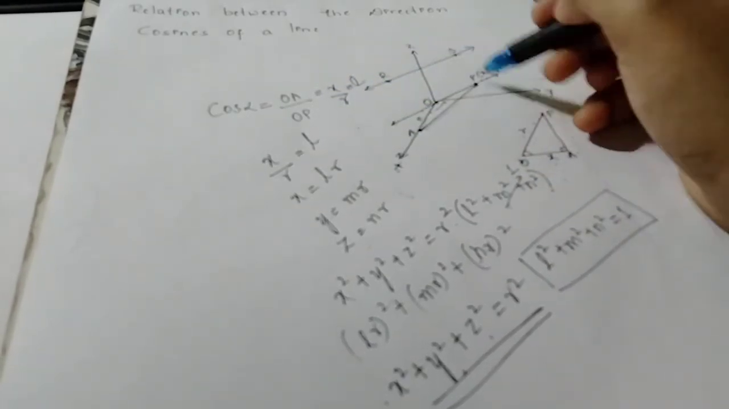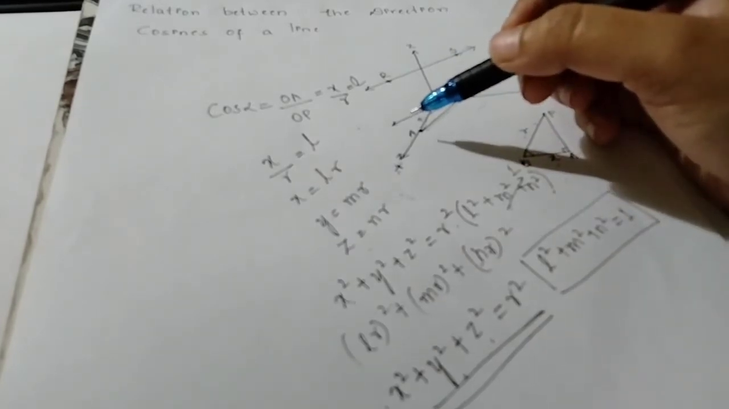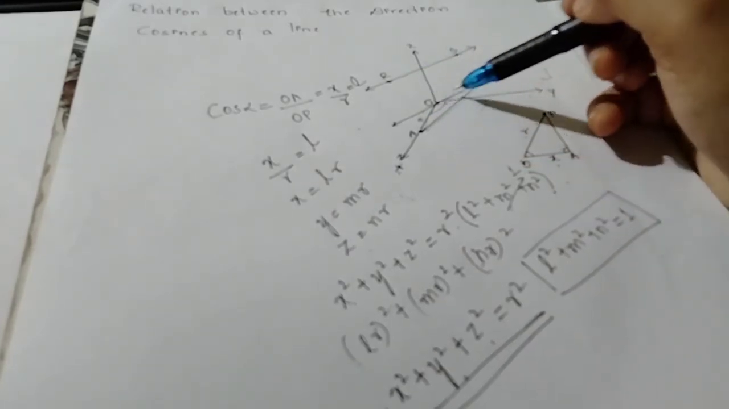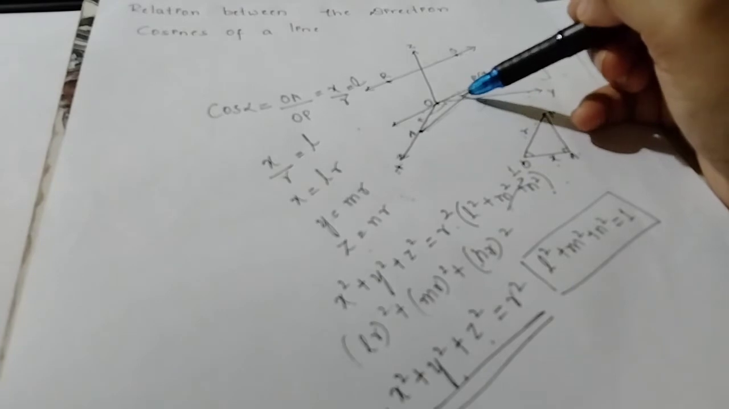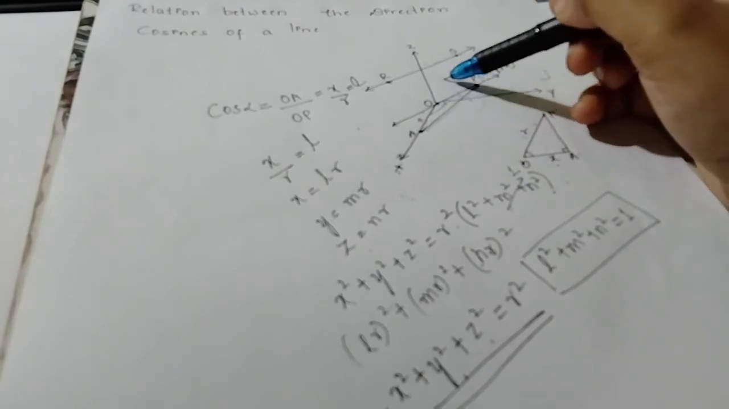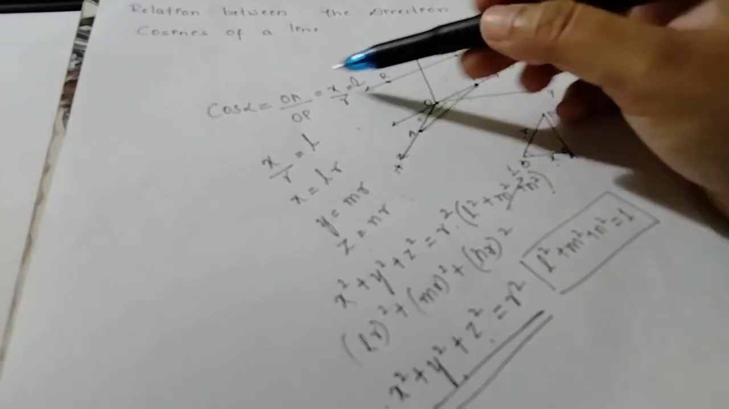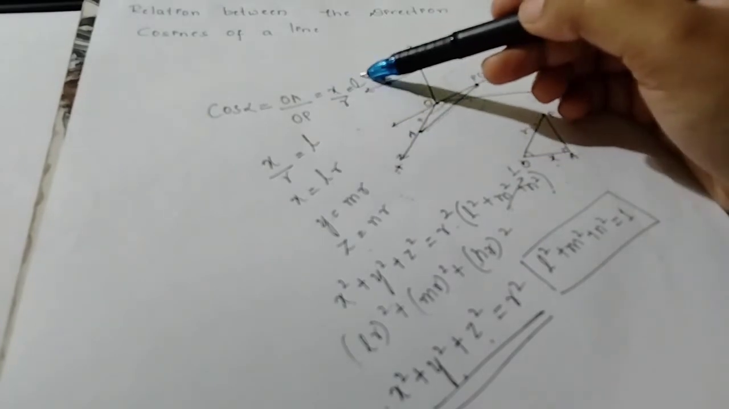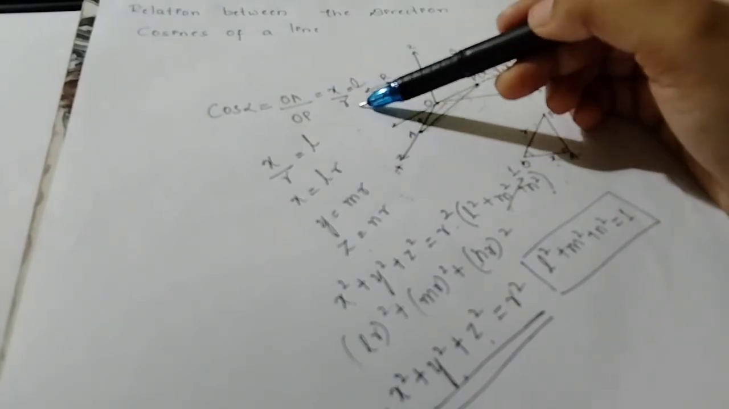Consider a 3-dimensional space, as I said in the previous class. With respect to x, the angle will be alpha; with respect to y, it will be beta; and with respect to z, it will be gamma. Cos alpha means l, the direction cosine, which is x by r.